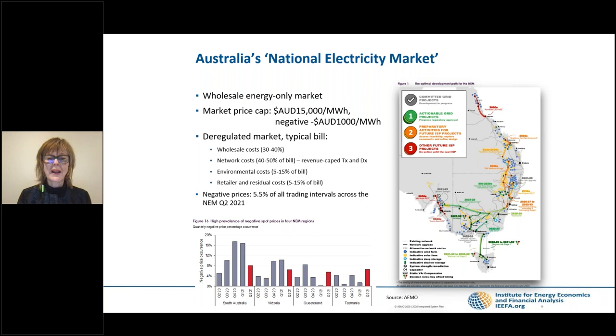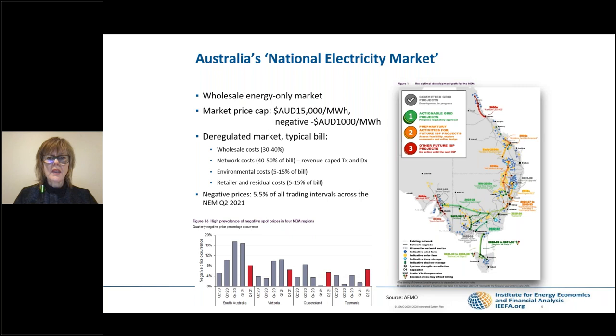So quickly, the context for the Australian national electricity market. For those of you who are not familiar with it, it's a wholesale only market. We have a very high market price cap, that's Australian $15,000 per megawatt hour, and a price floor of negative $1,000 per megawatt hour. Interestingly, the price floor has not been significant in terms of the operation of the market until the last year. You can see from the graph at the bottom of the slide that for the last quarter in 2021, we've had 5.5% of our trading intervals operating at negative prices, and that's in different regions of our electricity market. Those trading intervals, out of interest, are currently 30 minutes and are going to 5-minute intervals. Next slide, please.